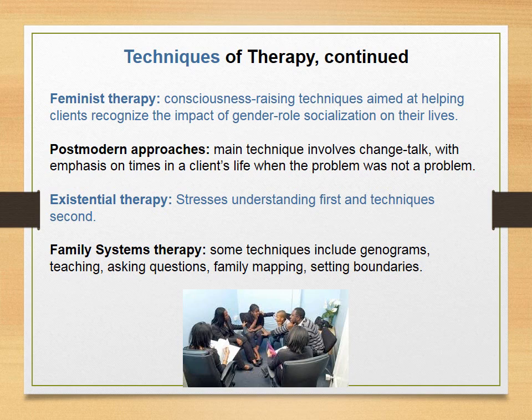was not a problem. Existential therapy stresses understanding first and techniques second. Family systems therapy, some techniques include genograms, teaching, asking questions, family mapping, and setting boundaries.